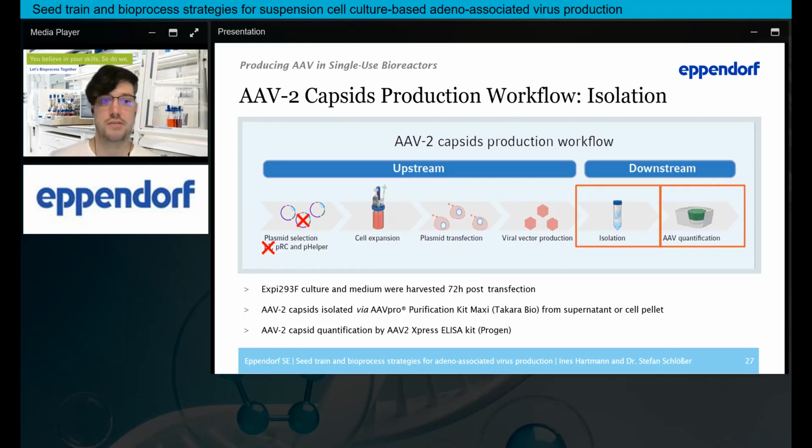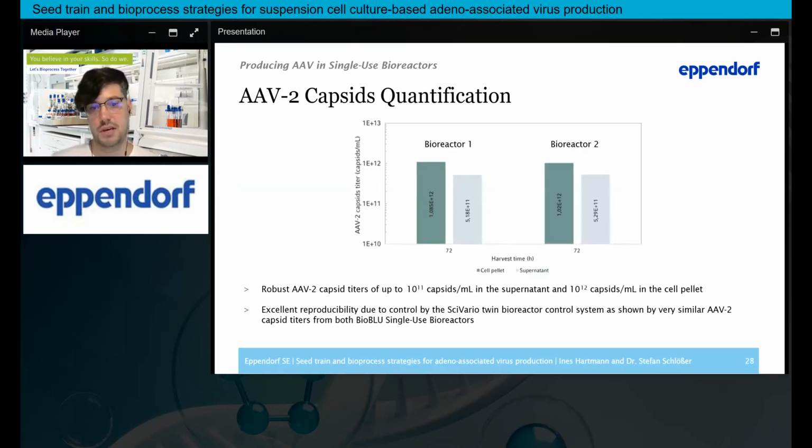Usually the supernatant is the more logical choice because this is where you get your viral vectors from in the end, but we also wanted to see how many viral vector capsids we can get out of the cell pellet. After the isolation step, the capsids were then quantified by the AAV2 Express ELISA kit from Progen, and the results can be seen here.